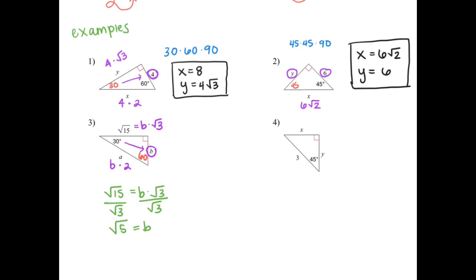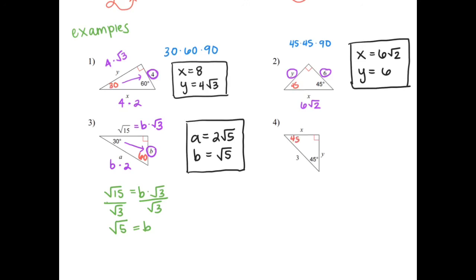So now I know b. So to find a, I have to multiply it by 2. So that's going to give me 2 root 5. So a is equal to 2 root 5. B is equal to root 5. That one is a little bit more challenging because of the dividing with roots piece.